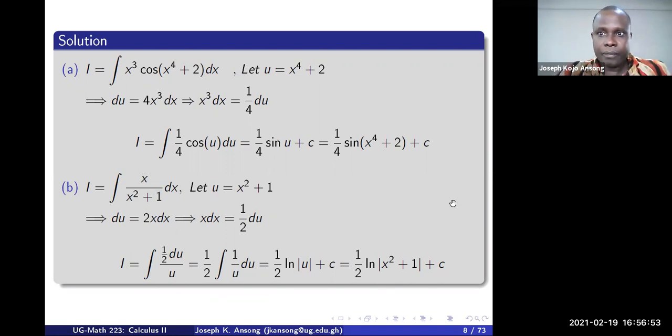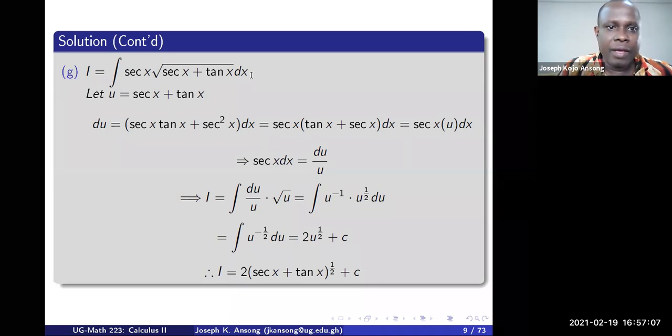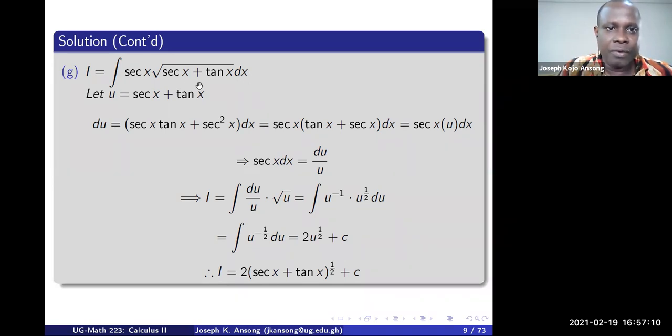Okay, good. Let's do a couple more. Here, I is equal to the integral of sec x times the square root of sec x plus tan x dx. All right. Here, I'm going to make a substitution for sec x plus tan x.